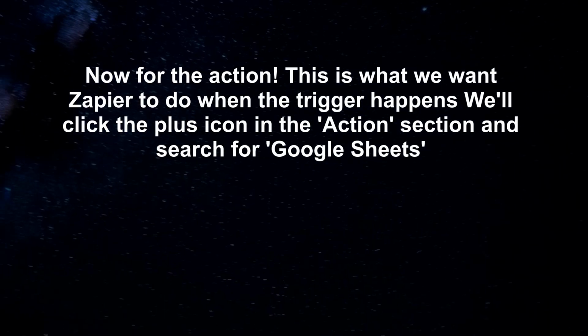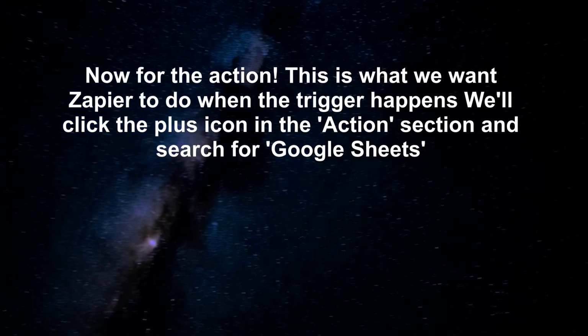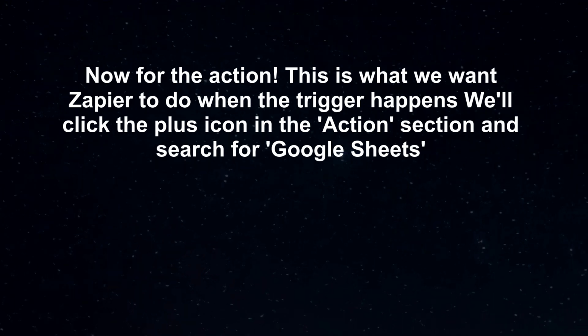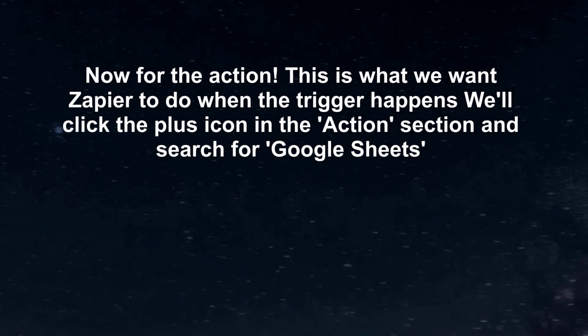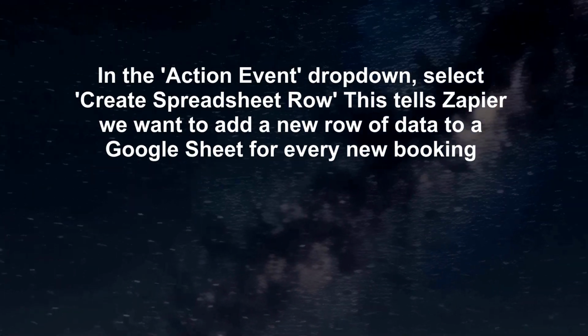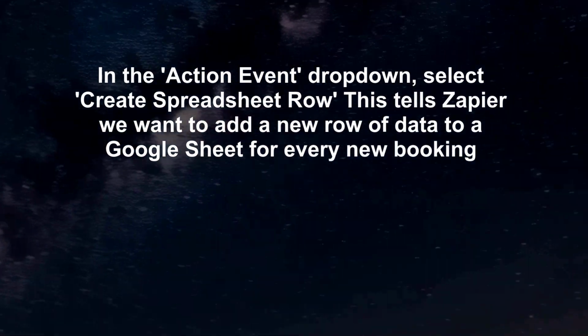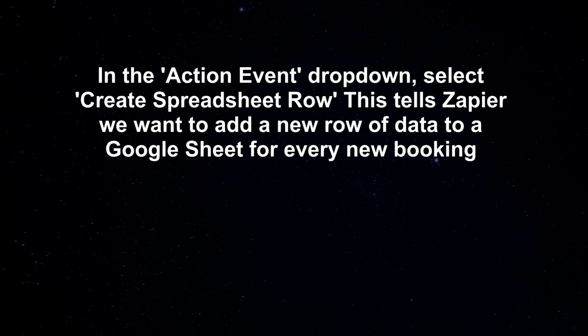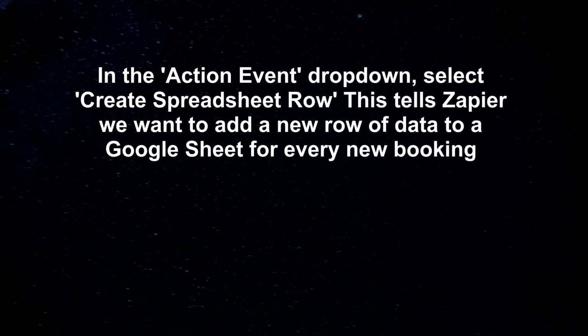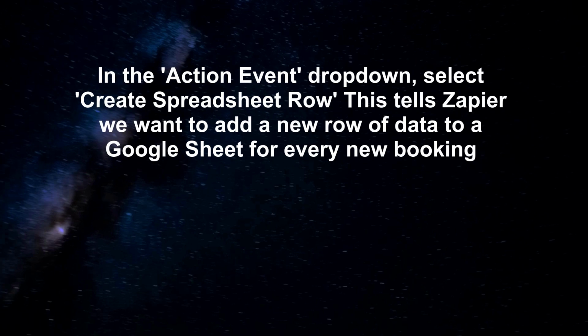Now for the action. This is what we want Zapier to do when the trigger happens. We'll click the plus icon in the Action section and search for Google Sheets. In the Action Event dropdown, select Create Spreadsheet Row. This tells Zapier we want to add a new row of data to a Google Sheet for every new booking.